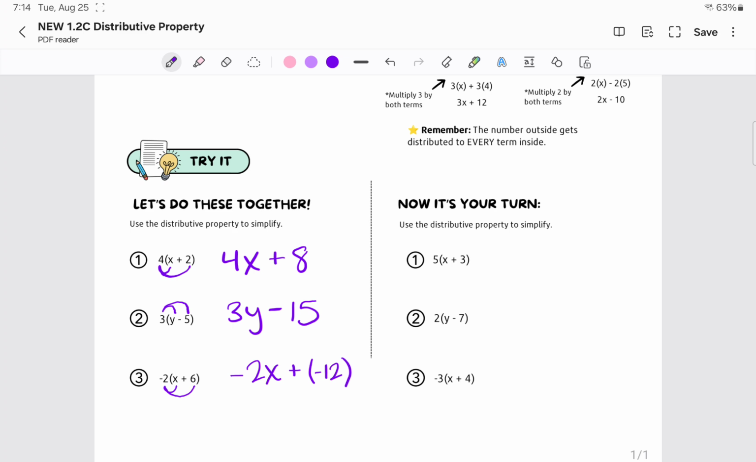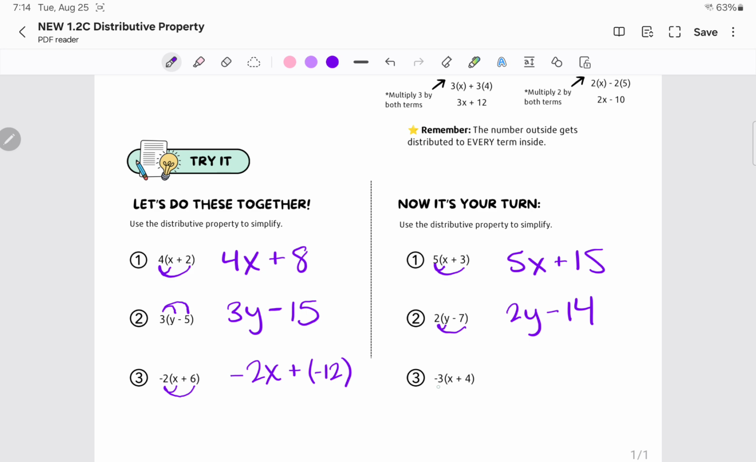All right, let's see if you got these right. For number 1, we have 5 times x, which is 5x. We put the plus in the middle, and 5 times 3 is 15. So your answer should be 5x plus 15. The next one is 2 times y, so 2y. Put the minus there, and then 2 times 7 is 14. So my answer is 2y minus 14.